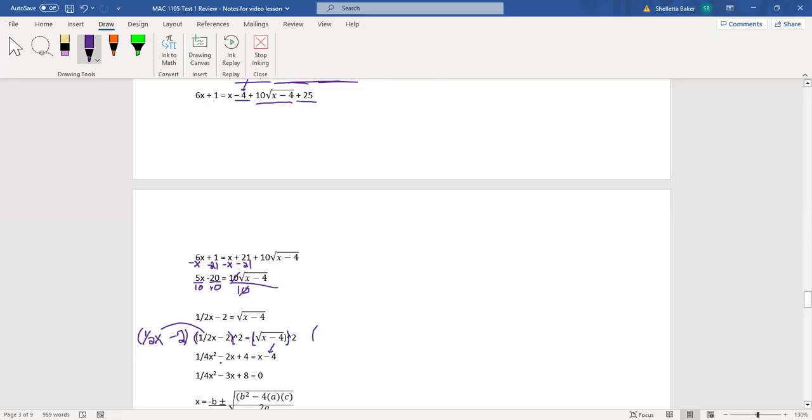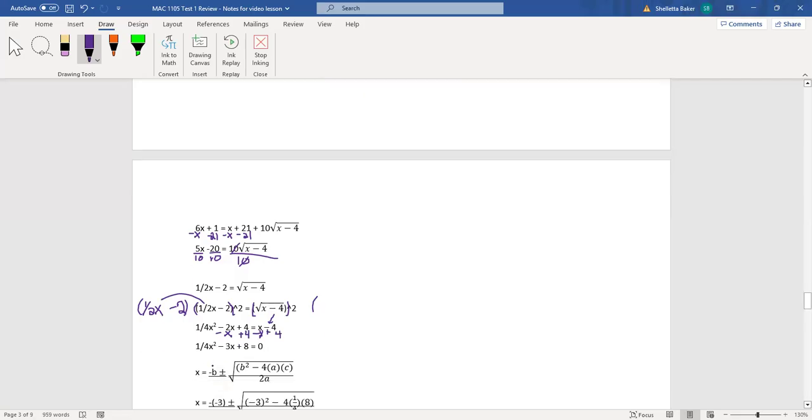And then from there, we want to combine those like terms. So we add that 4 to both sides, and we subtract x from both sides. Subtracting that x, negative 2x minus x gives us negative 3x. And then 4 plus 4 gives us 8. From there, we're going to apply our quadratic formula again.